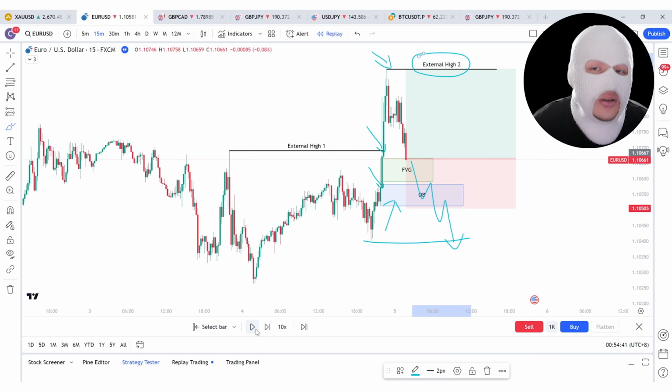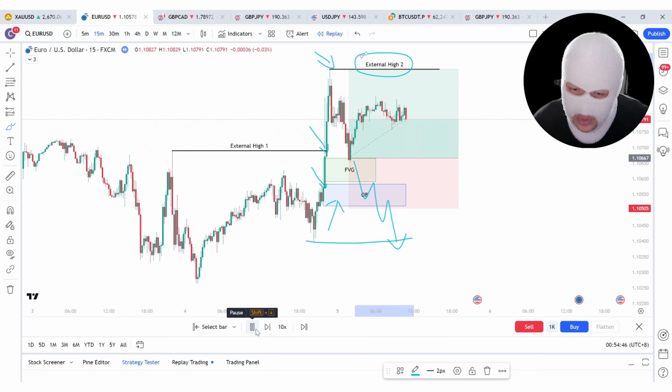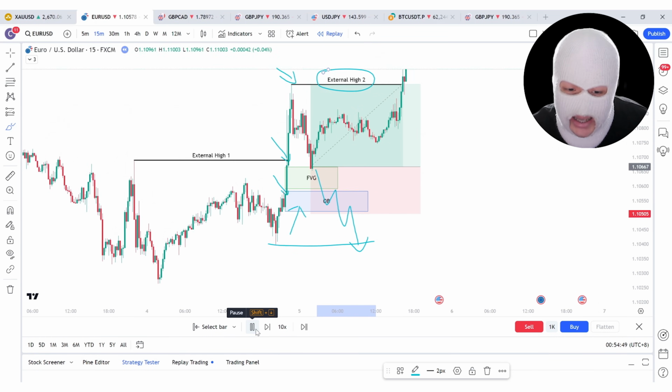Alright, so let's see how this trade plays out. After a while, we can see that price chopped around but eventually hit our full take profit yet again.